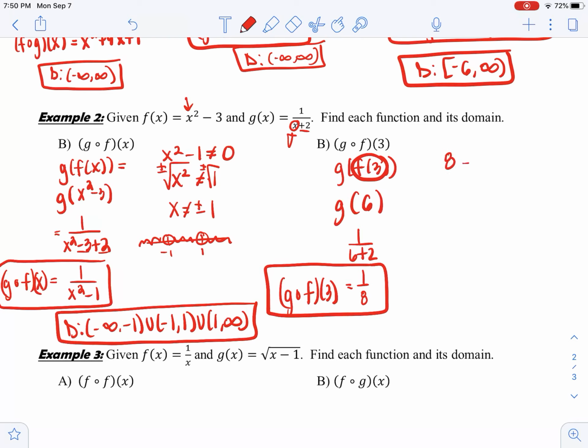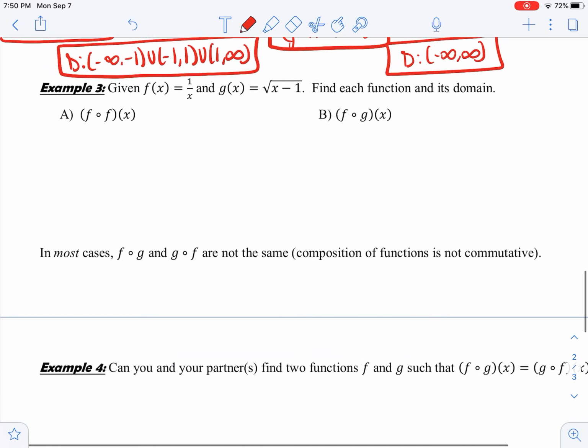Domain, are there any restrictions? Denominators can't be 0. Solve for x. There is no x to solve for, therefore there are no restrictions. So my domain is all real numbers. Okay.